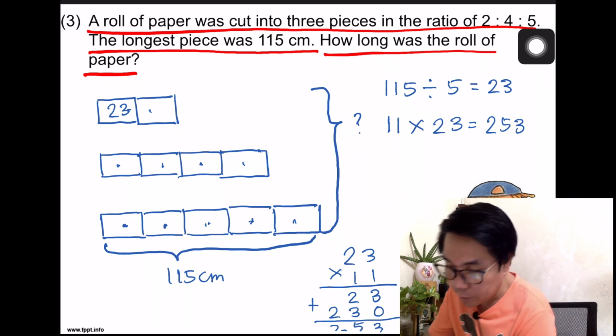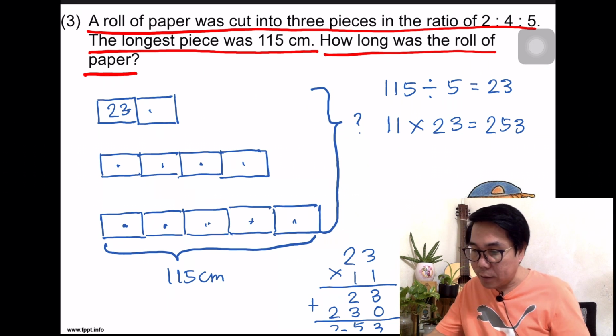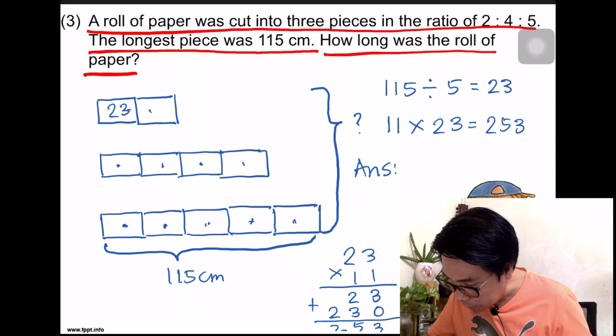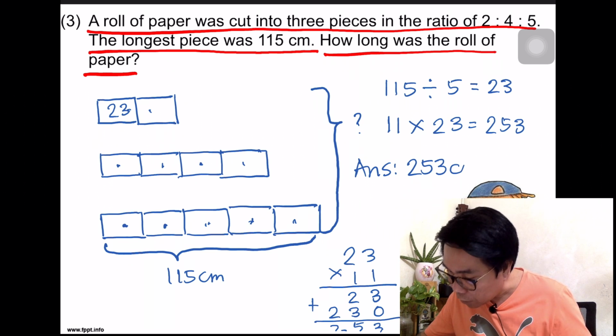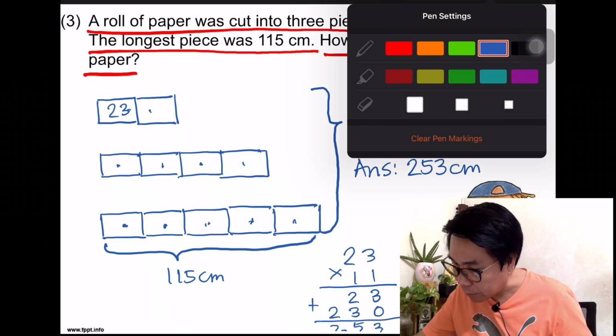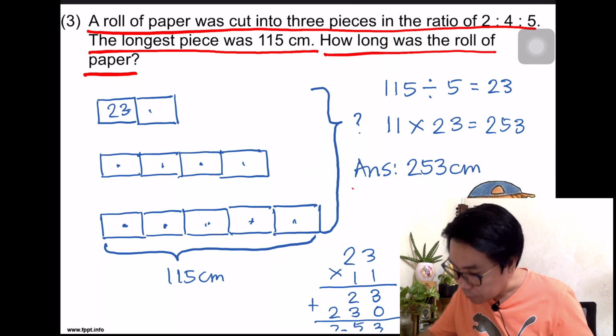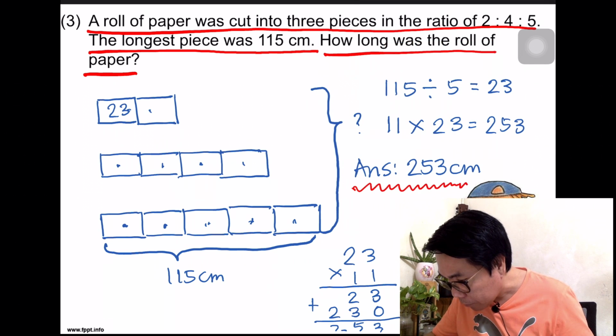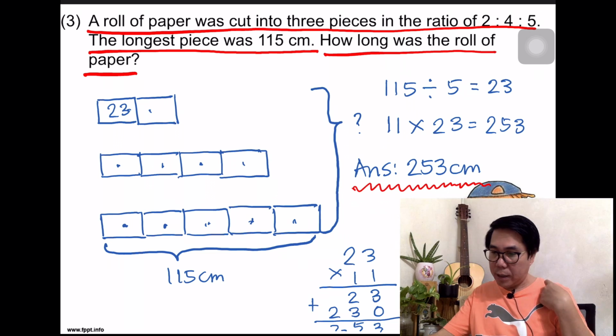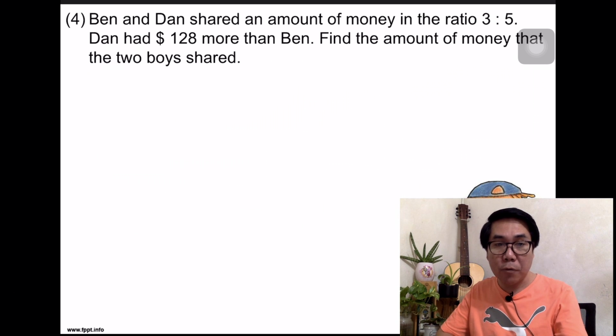Now, how long was the roll of paper? So the answer is 253 centimeters. Now, we have the answer for problem number 3. Now let's proceed to problem number 4.